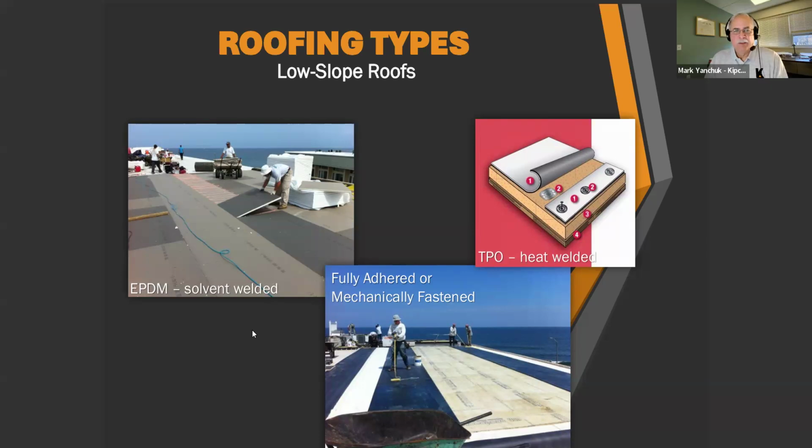As for the method of installing them, there are only 2 methods. It's either going to be fully adhered or mechanically fastened, and this is going to be dependent on what your roof deck is made of. If you have a concrete roof deck, it's going to be fully adhered. If you have a plywood roof deck, it's going to be mechanically fastened.